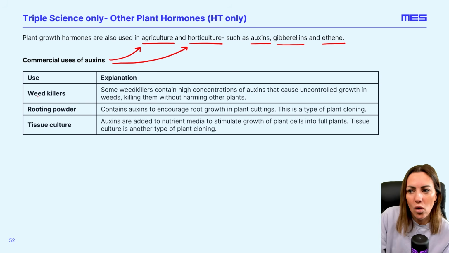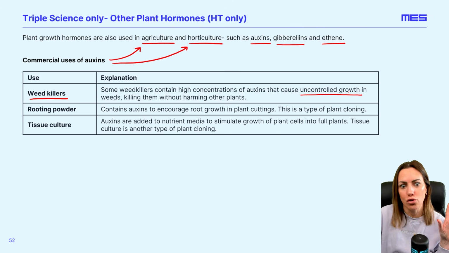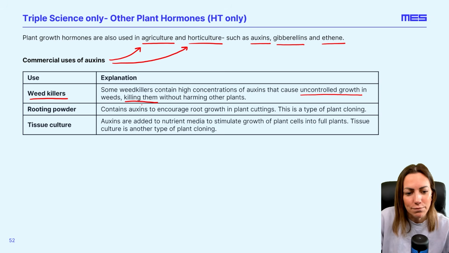So we can use auxins in weed killers. Why? You might think auxins are good, right? They stimulate growth in shoots, but some weed killers contain really, really high concentrations of auxin. Basically, that causes the shoots to grow so quickly in an uncontrolled manner, like rapid cell elongation. They grow so quickly that it kills the plant. So you can put really high concentrations of auxin into your weed killers.